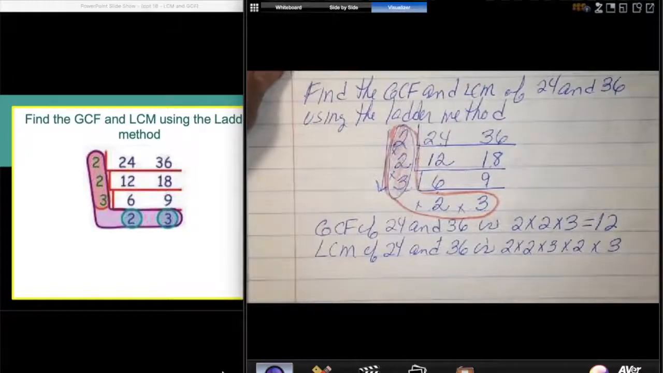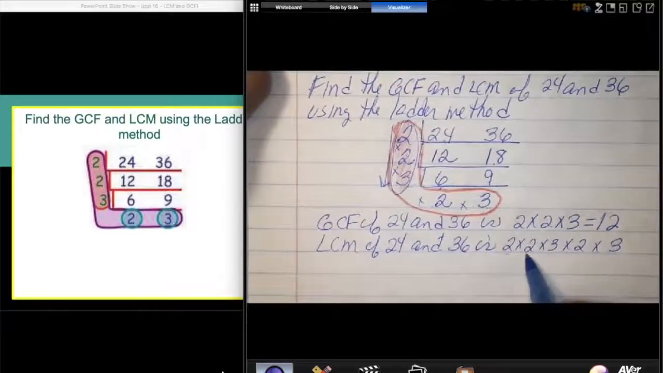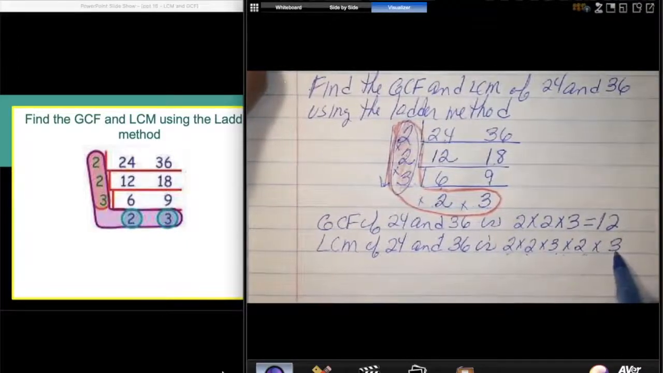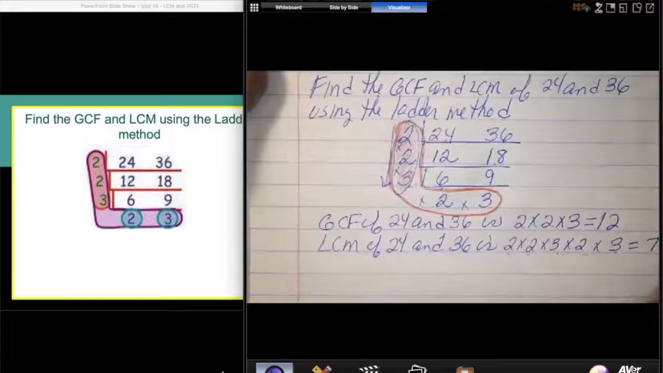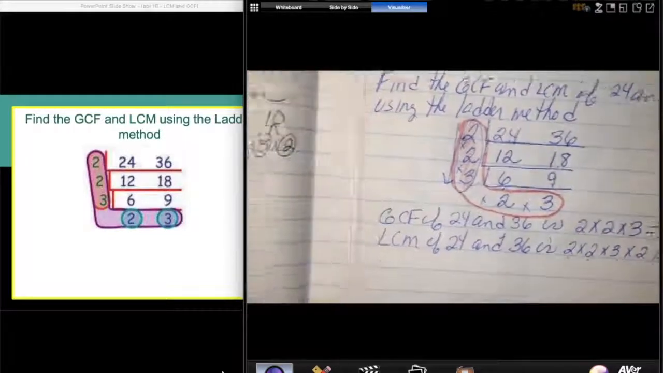Isn't this interesting? I wonder who invented this method. It's kind of weird, but it works. 2 times 2 is 4. 4 times 3 is 12. 12 times 2 is 24. 24 times 3 is 72. Hey, those were the same numbers we used a minute ago.